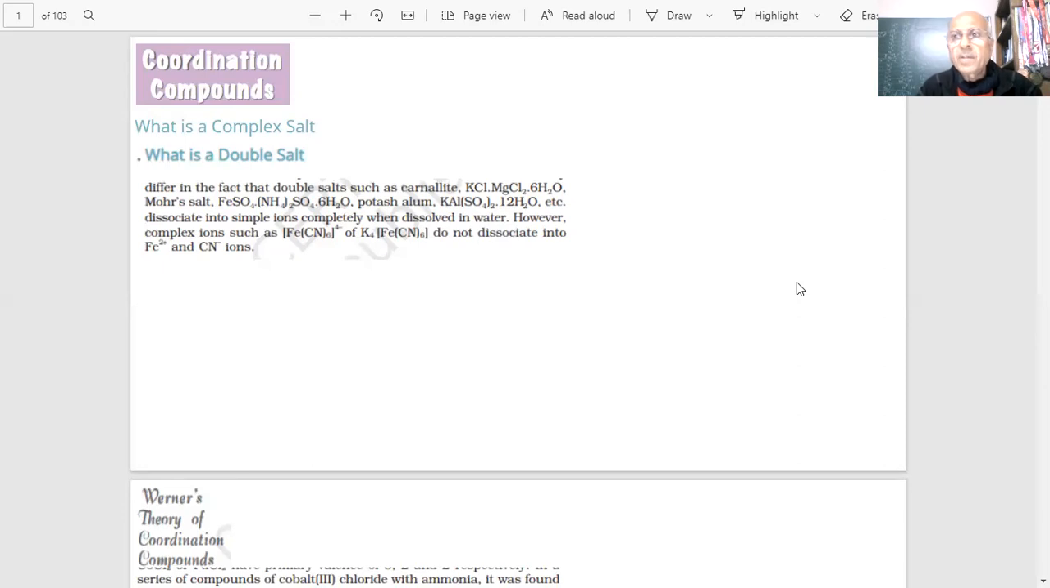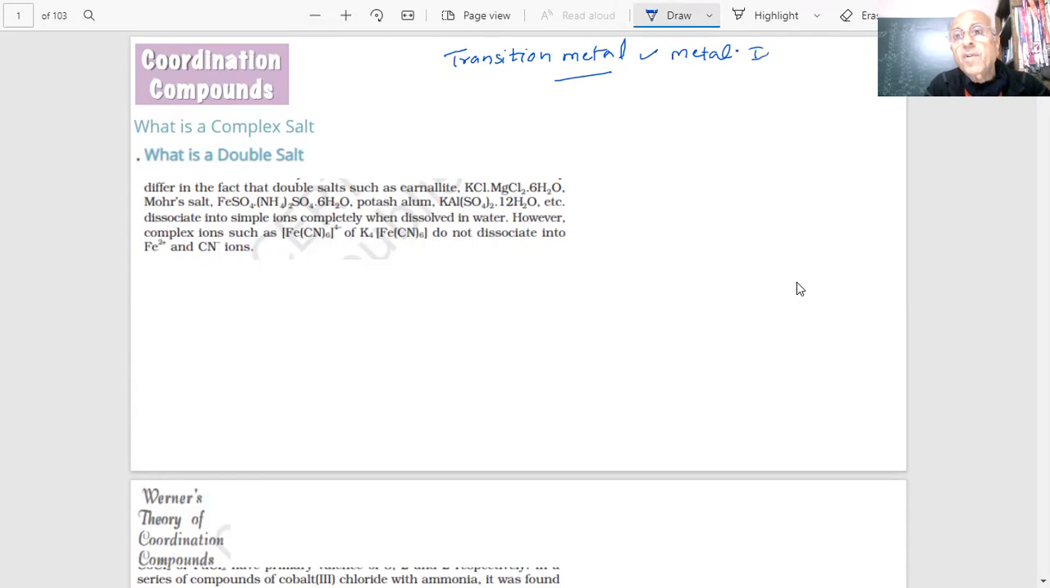We are opening up a new chapter, coordination compounds, students. This chapter is very important. You have already come to know, in the chapter on the transition metals, we told you that the transition metal ions form a large number of complex compounds.